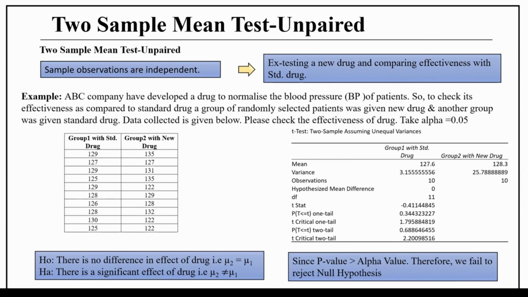Since it is a two-tail test, we will see the p-value for two-tail. Here the p-value for two-tail is 0.688 and this value of p is greater than alpha value, which is 0.05. Therefore, we can say that we failed to reject the null hypothesis. So, as a result, there is no significant difference in the effect of the drugs.